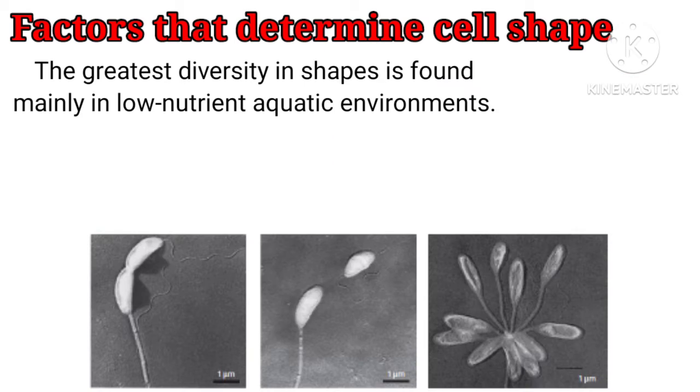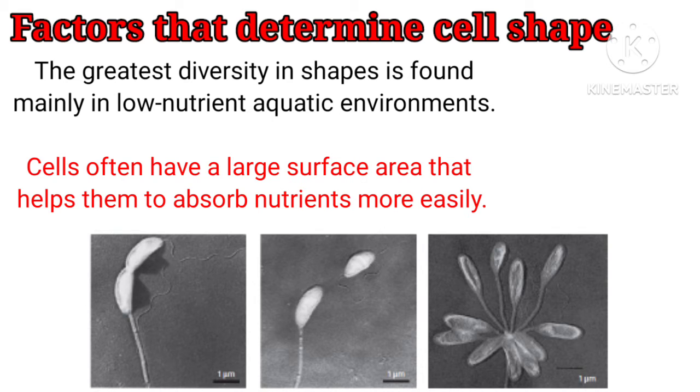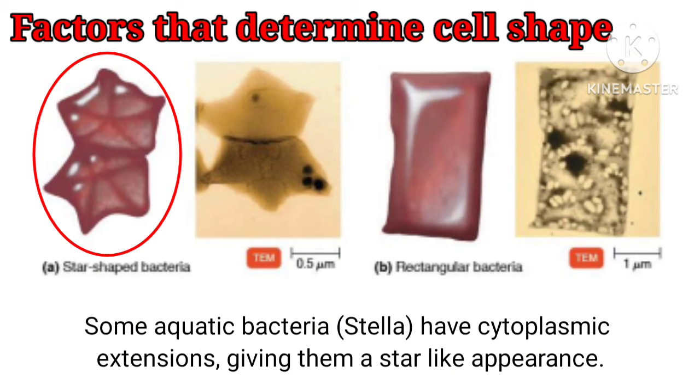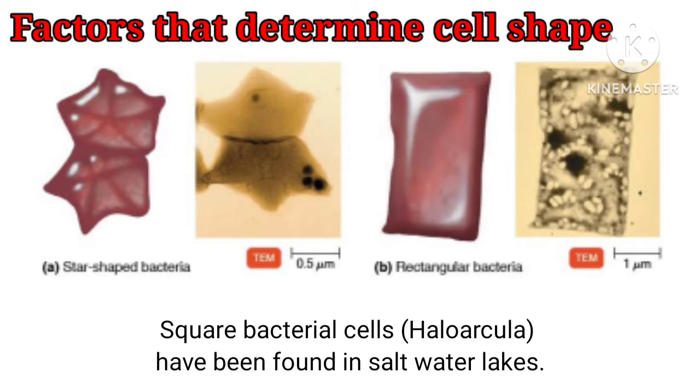The greatest diversity in shapes is found mainly in low-nutrient aquatic environments. Cells often have a large surface area that helps them to absorb nutrients more easily. For example, some aquatic bacteria have cytoplasmic extensions, giving them a star-like appearance. Square bacterial cells have been found in saltwater lakes.